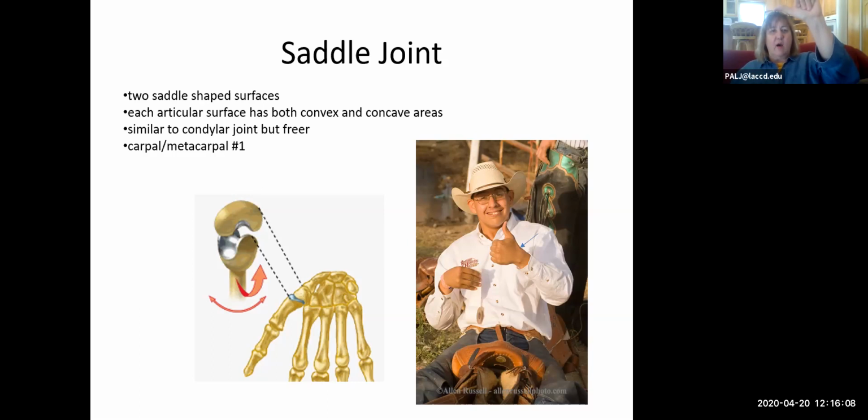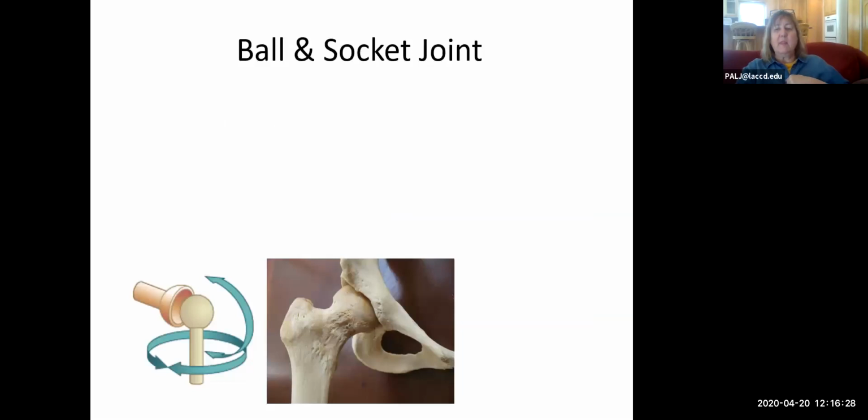Okay, and now this is where the carpal bones meet metacarpal number 1. So it's down here, it's not up here. This is one of your condylar joints because it's metacarpal phalangeal. This is the saddle joint.